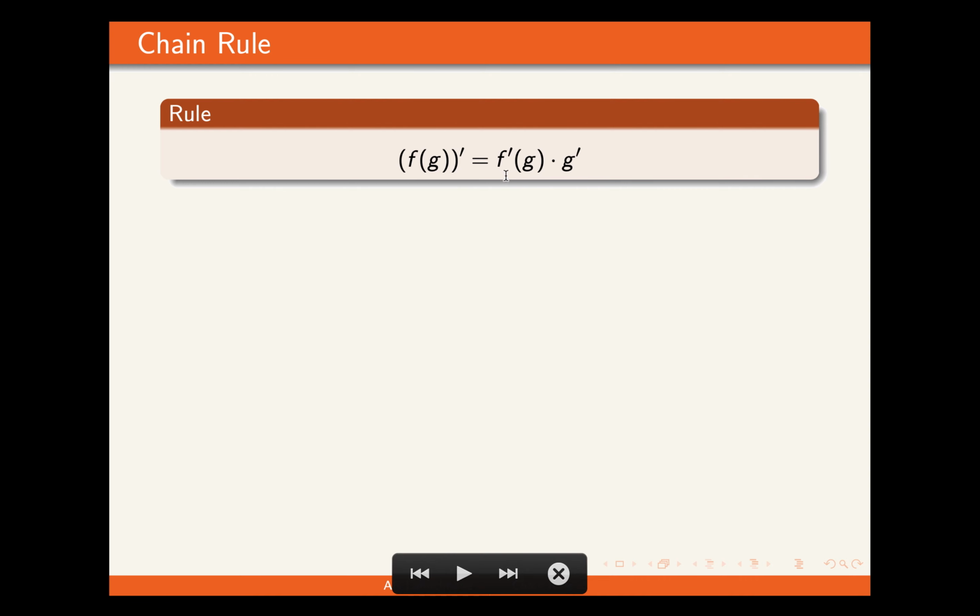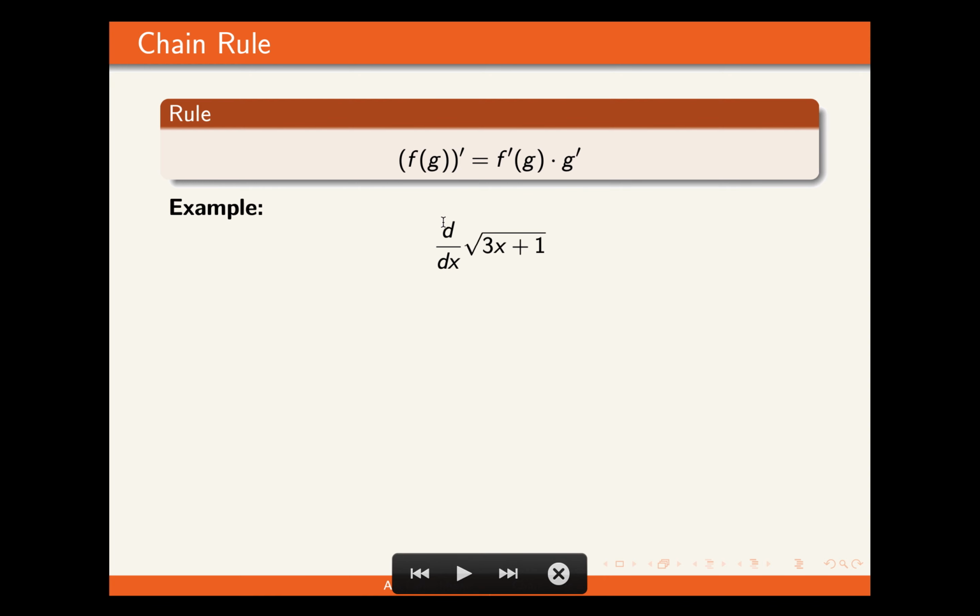So we have the composition of f prime with g times g prime. So by the chain rule, the derivative of f of g will be f prime, evaluated at g, times g prime. Let's see one example.